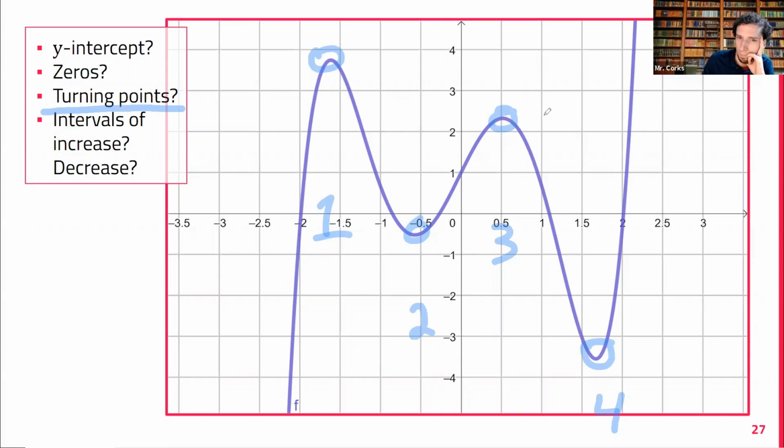I think it's local because it's less than one. I see, it's lower than the number one turning point. Okay, so good. If we just draw a horizontal line across, is there any point on the function that is above this line? Well, yes, all of this stuff is above, so it's clearly not the highest of the maximum points. Okay, so good, that's local.